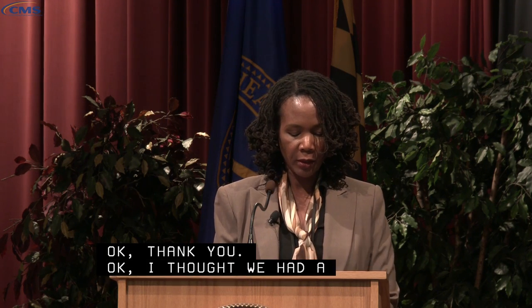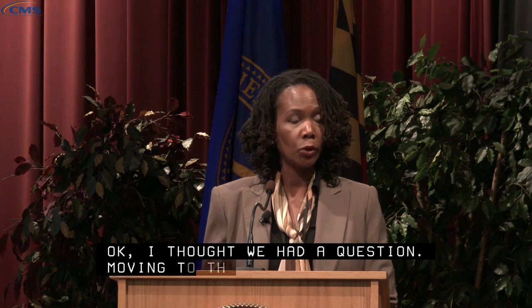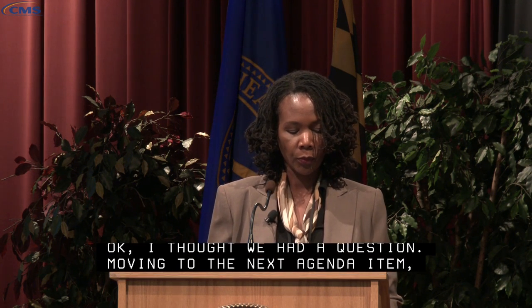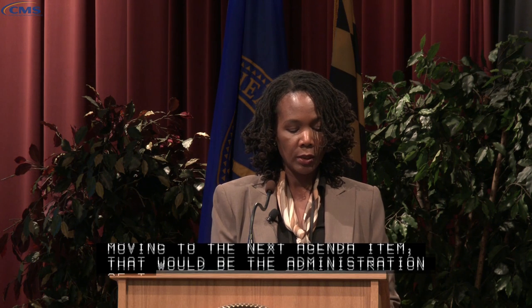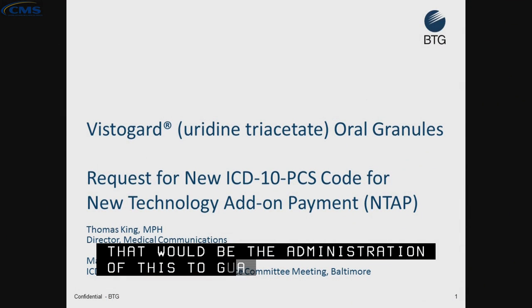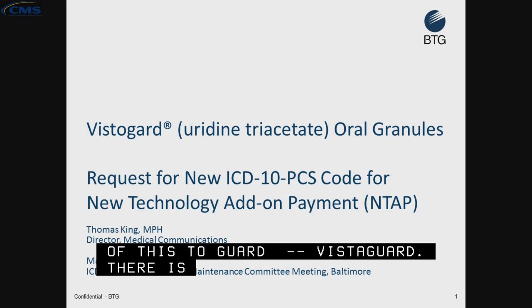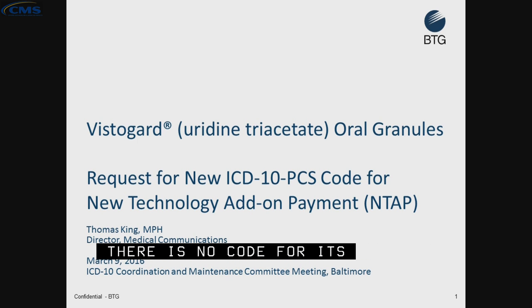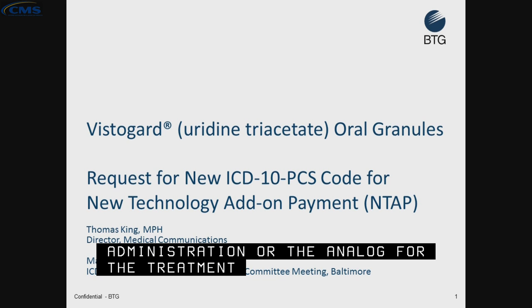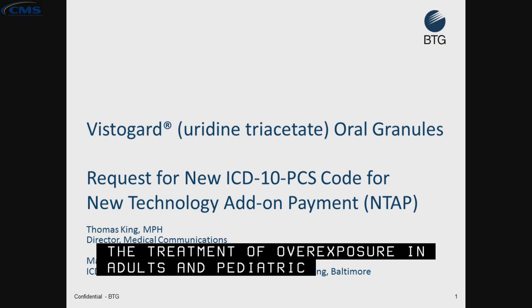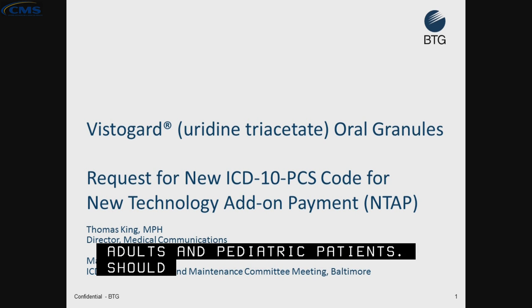All right, we'll move into our next agenda item, and that would be the administration of VISTOGARD, or uridine triacetate. The issue is there is no ICD-10-PCS code for the administration of VISTOGARD, uridine triacetate, oral granules, a pyrimidine analog indicated for the emergency treatment of fluorouracil or capecitabine overexposure in adults and pediatric patients. Should we create a new code? Here to present the clinical background is Mr. Thomas King of VISTOGARD.